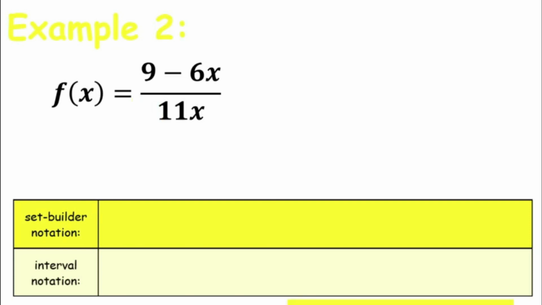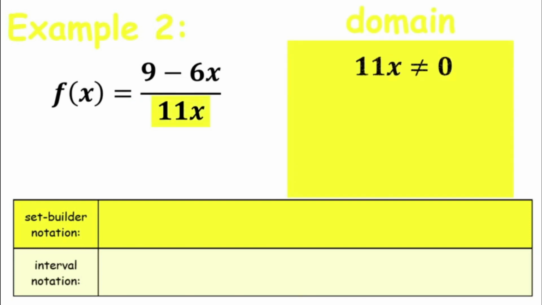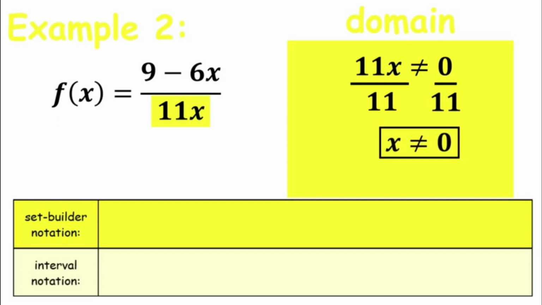Example 2. The denominator is 11x. So 11x is not equal to 0. Divide both sides by 11, we have x is not equal to 0.